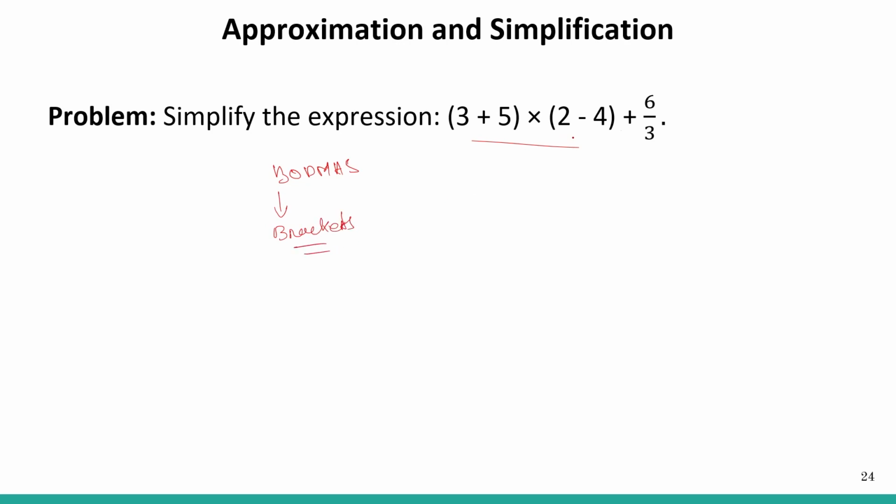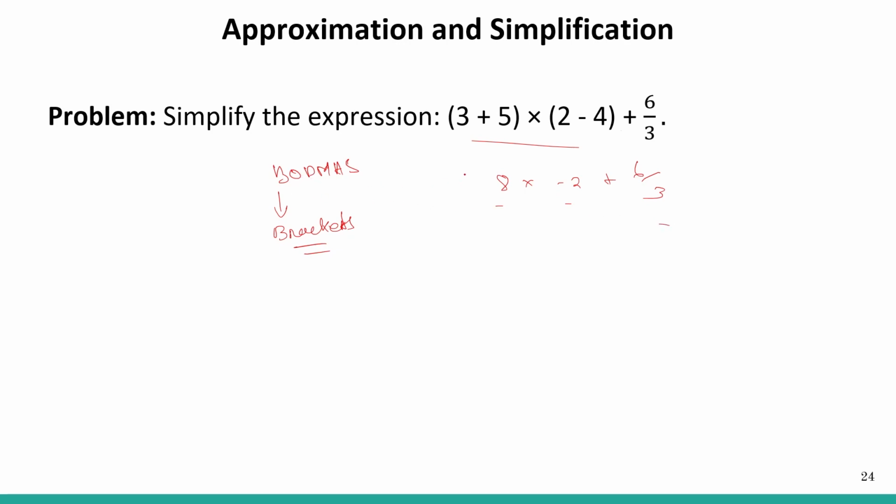Okay, so innermost bracket is this. These are the brackets available here. Then we need to simplify them first. So it will be what? 8 into 2 minus 4 is equal to minus 2 plus 6 by 3. So BODMAS, then we go for exponents. Are there any exponents? Since there are no exponents, we avoid this.